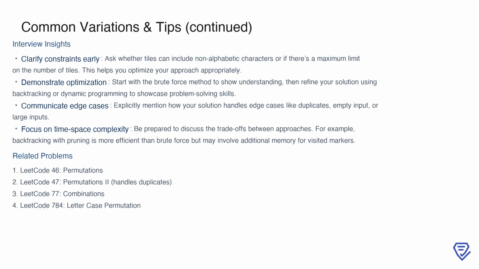Additionally, interviewers often expect you to discuss time and space complexity. Be ready to explain the trade-offs between different approaches. For example, backtracking with pruning is faster than brute force but may require extra memory for visited markers. Finally, it's worth noting that this problem is related to others like LeetCode 46, which involves generating permutations, LeetCode 47, which specifically handles duplicates, and even LeetCode 77 for combinations or LeetCode 784 for letter case permutations.